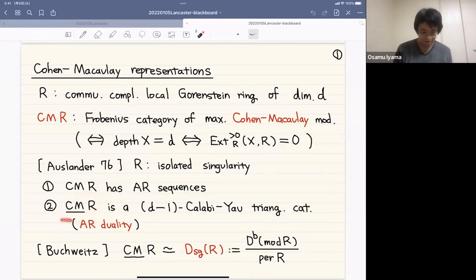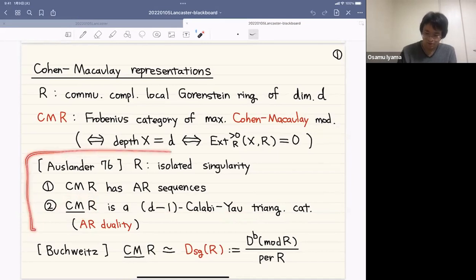This is a triangulated category if R is Gorenstein. But if we additionally assume R has an isolated singularity, then the stable category has a very nice Serre functor given by the suspension shift by d minus 1. In other words, this stable category is (d minus 1)-Calabi-Yau. Of course, in Auslander's paper there is no word, neither Calabi-Yau nor triangulated category, but he gave a functorial isomorphism, which means this category has the (d minus 1)-Calabi-Yau property. So anyway, these two results are very well known.